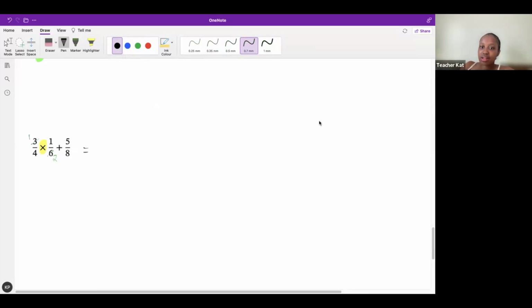Faster method to get the LCD. The fastest method won't give you the lowest common denominator, wait. It'll give you a common denominator, but it won't necessarily be the lowest one. I'll show you what I mean just now. Okay.